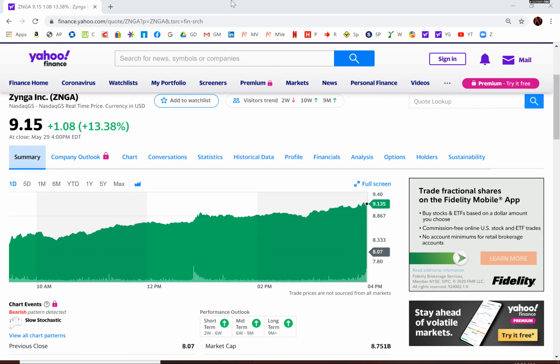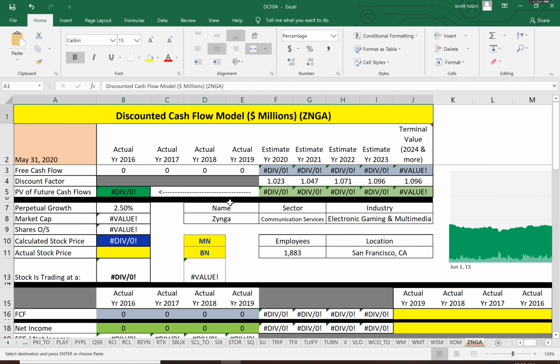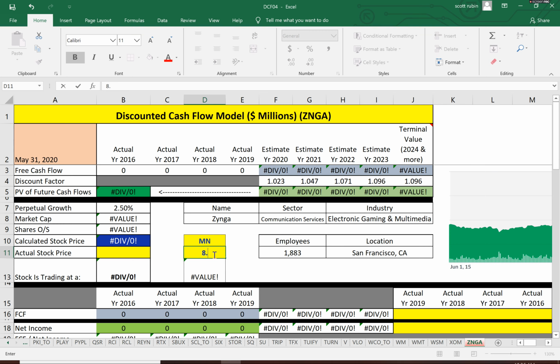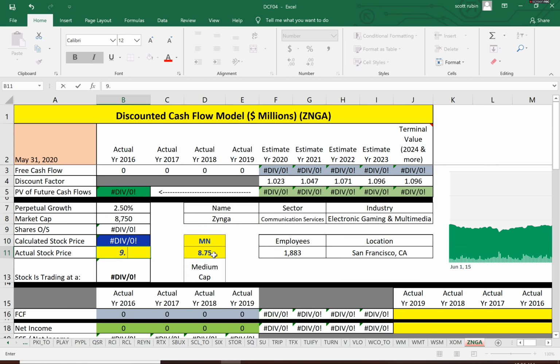We're going to calculate the stock price for Zynga. So the first thing we need is the market cap, which is 8.75 billion. We'll put that into the model, and the stock price of 9.15. Now, if you take the market cap divided by the stock price, you get 956 million. That's the number of shares outstanding.